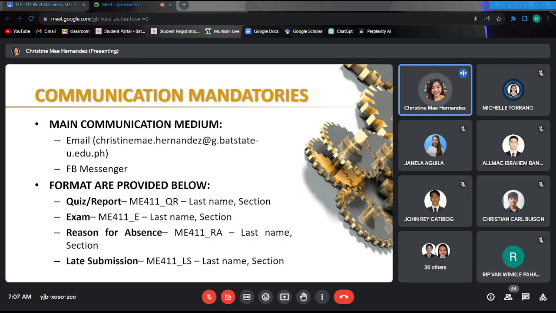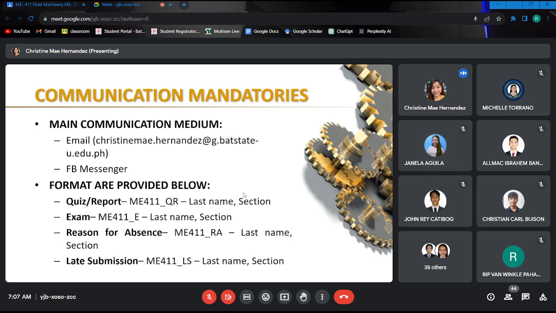Format is provided below. Remove the quiz, because our quiz is face-to-face. The exam is also face-to-face, so what is applicable here is only the reason for absence and late submission. Okay, so do you get it? Any questions or clarifications? None, ma'am. Okay. Thank you. So, let's start.